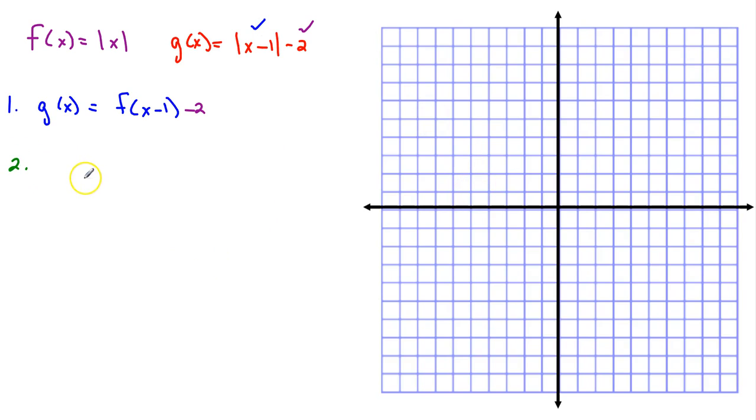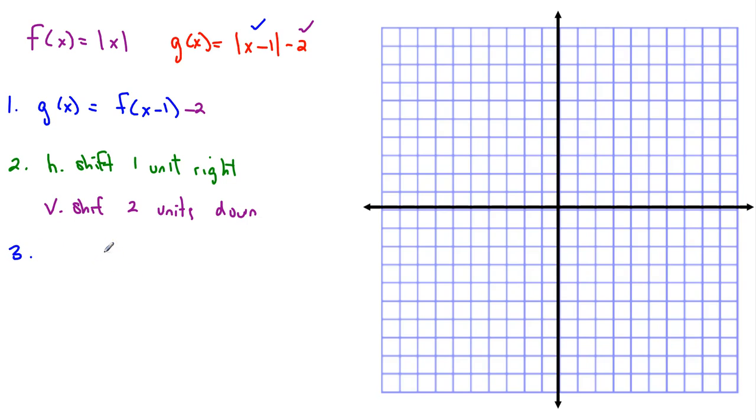Second, describe my transformations. What kind of transformations do I have here? Okay, I'm going to abbreviate this. I'm going to say h. shift, so horizontal shift, 1 unit right, and a vertical shift, 2 units down. Beautiful.